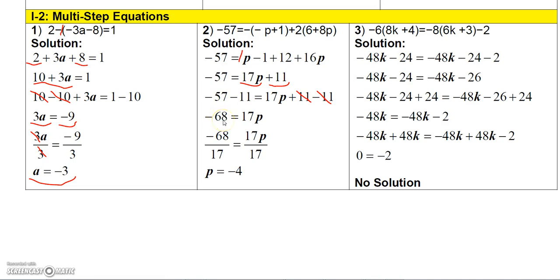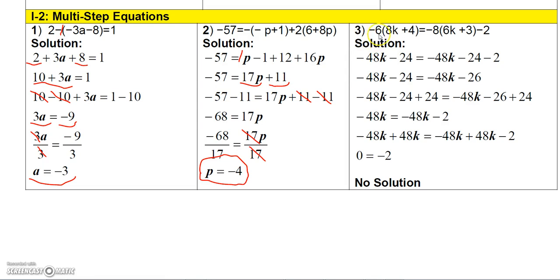So now I have negative 68 equals 17p, and so now to isolate the p, I can divide both sides by 17. So if I divide 17p by 17, that'll just give me 1p, which is p. And then if you divide negative 68 by 17, negative divided by positive is negative, and 17 goes into 68 4 times, so you'll get negative 4. And my answer is negative 4 equals p, but I can also write that as p equals negative 4.